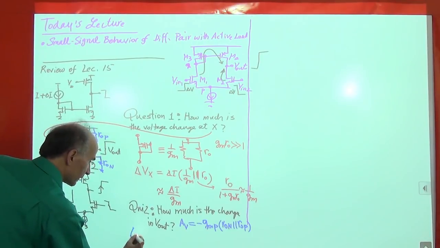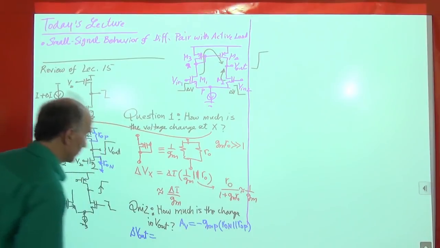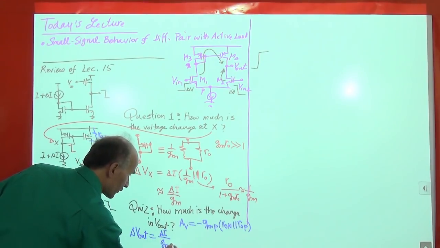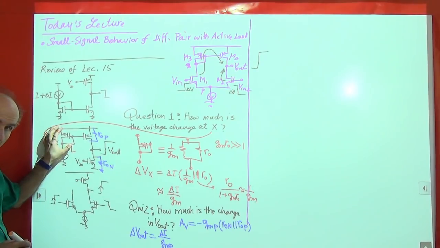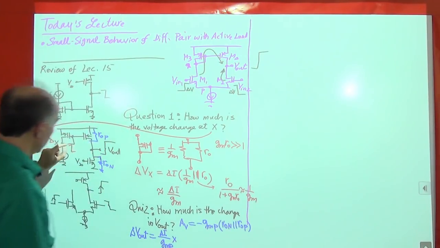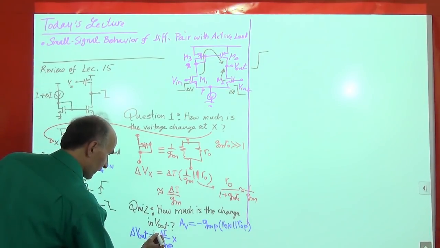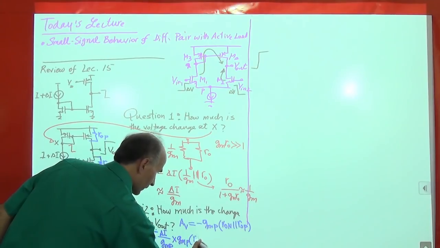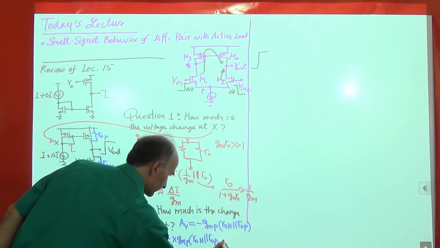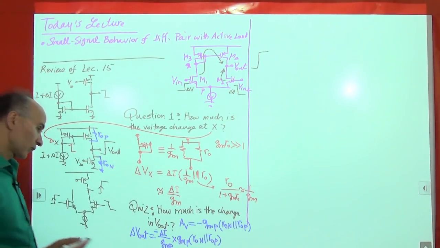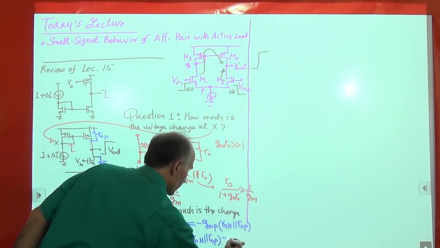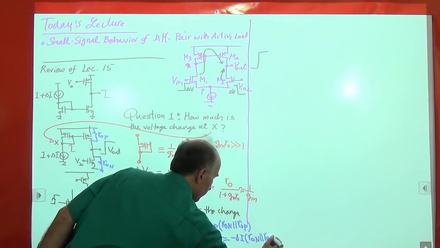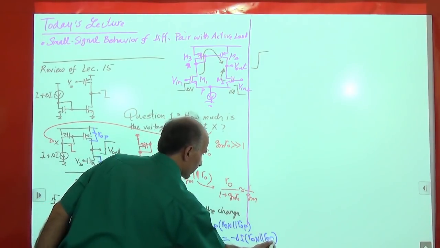So that means that delta V out is equal to delta Vx, which we do have, right? So that's delta I over GM, and this GM is GMP because it's GM of the diode connected device, multiplied by the voltage gain, right? And this change multiplied by the gain gives us this change, and a negative sign. Well, the negative sign is already here, so GMP times RON in parallel with ROP. Okay, so yes, the GMPs cancel out. So the voltage change at the output is just minus delta I times RON in parallel with ROP. That is the voltage change that we have at the output.